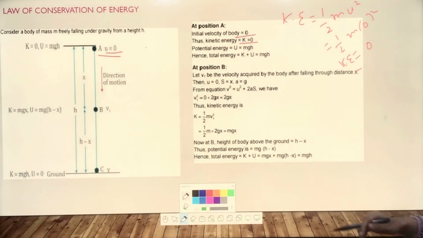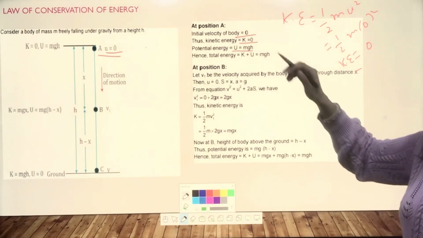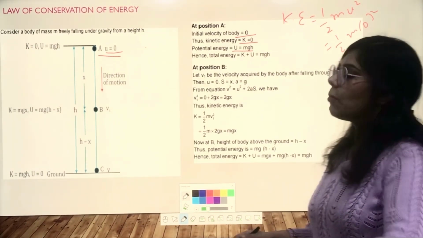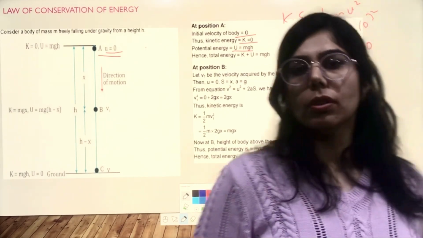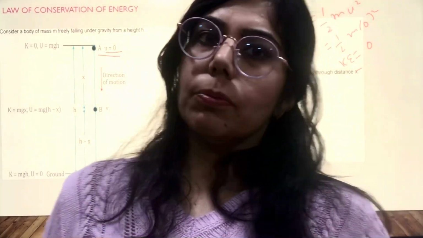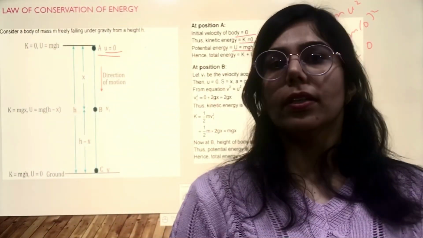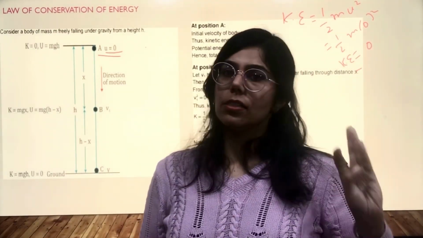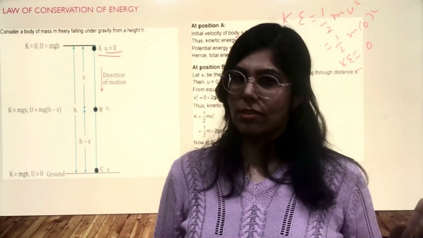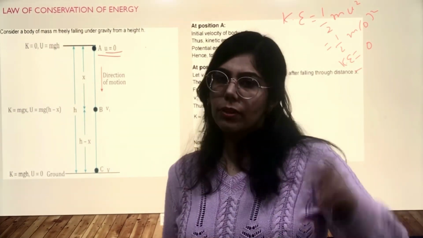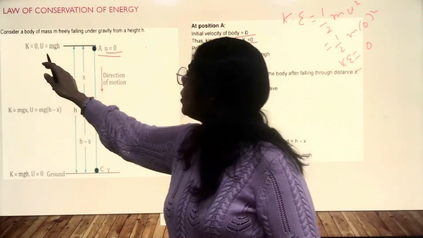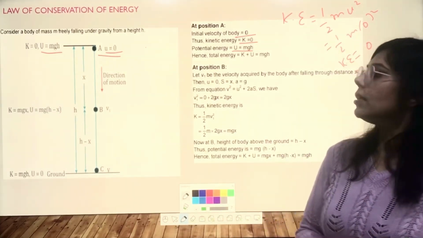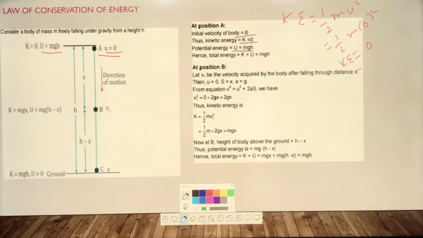Potential energy U will be mgh. Obviously the body is at height, and we know the formula of potential energy as we have derived in the previous sections, that is mgh, where m is mass, g is acceleration due to gravity, and h is the height where the object is taken.